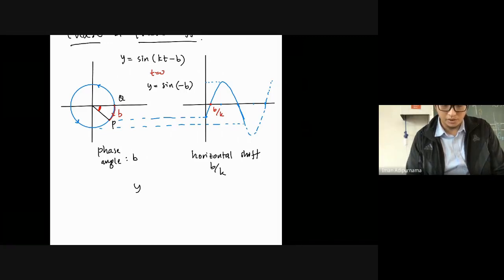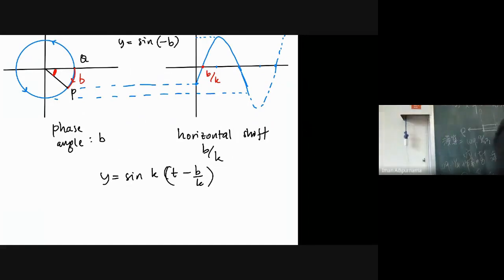We can also write to see what B over K is. We can factorize K, and this is what we get. So B over K will be our horizontal shift from here. If we think of any two objects moving together in harmonic motion, they will have a difference in phase, and we can see their period and how there will be a difference. It will be in this B over K here, okay?